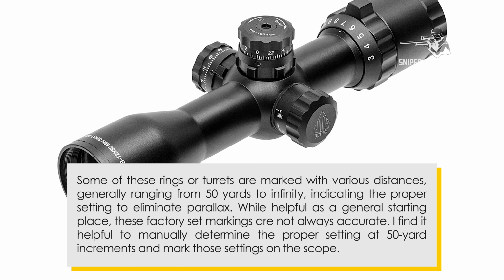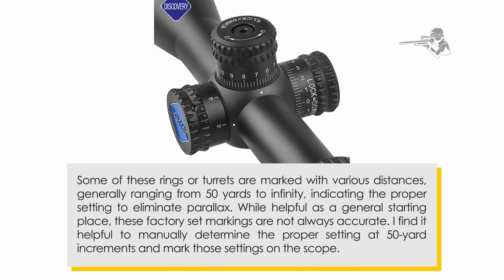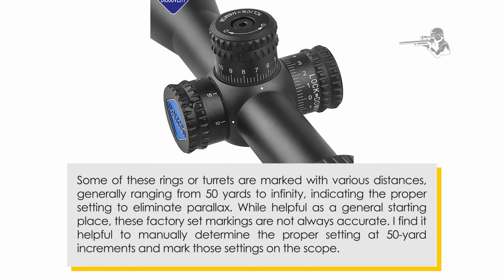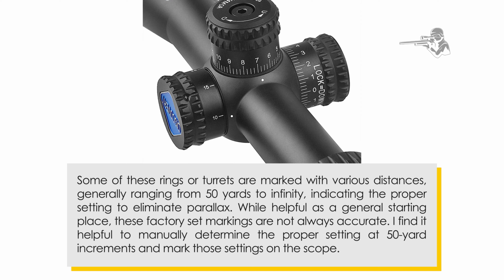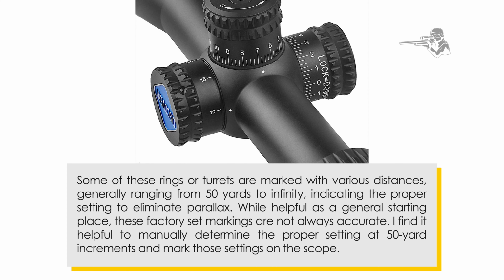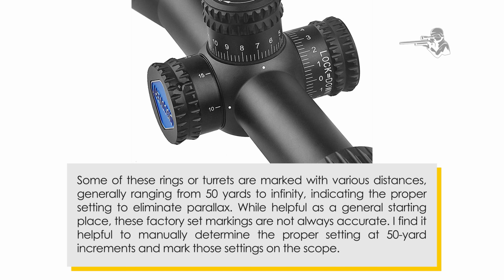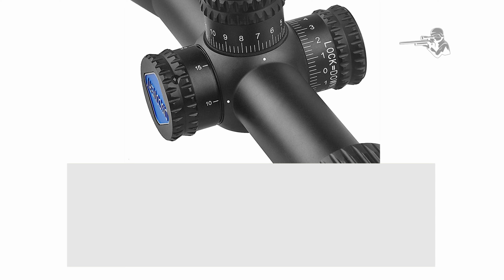Some of these rings or turrets are marked with various distances, generally ranging from 50 yards to infinity, indicating the proper setting to eliminate parallax. While helpful as a general starting place, these factory set markings are not always accurate. I find it helpful to manually determine the proper setting at 50-yard increments and mark those settings on the scope.